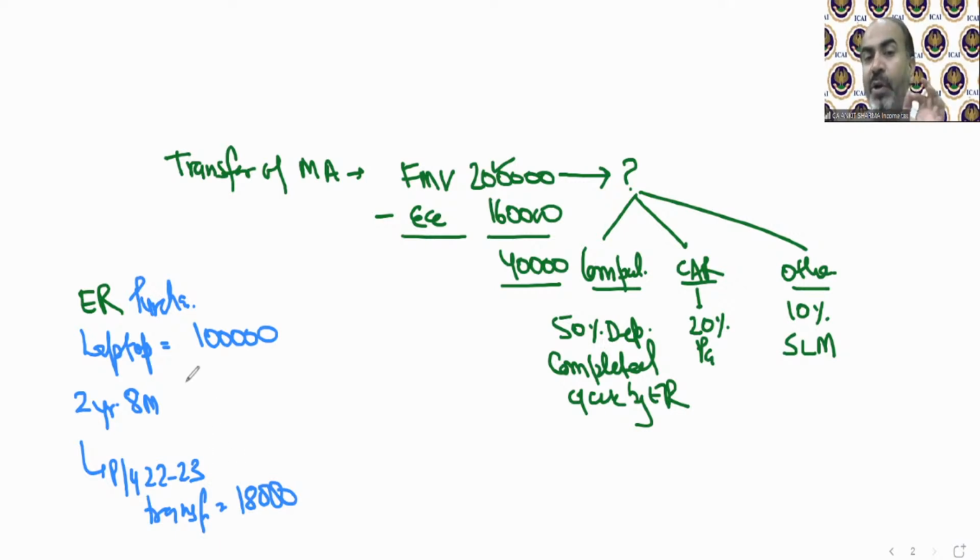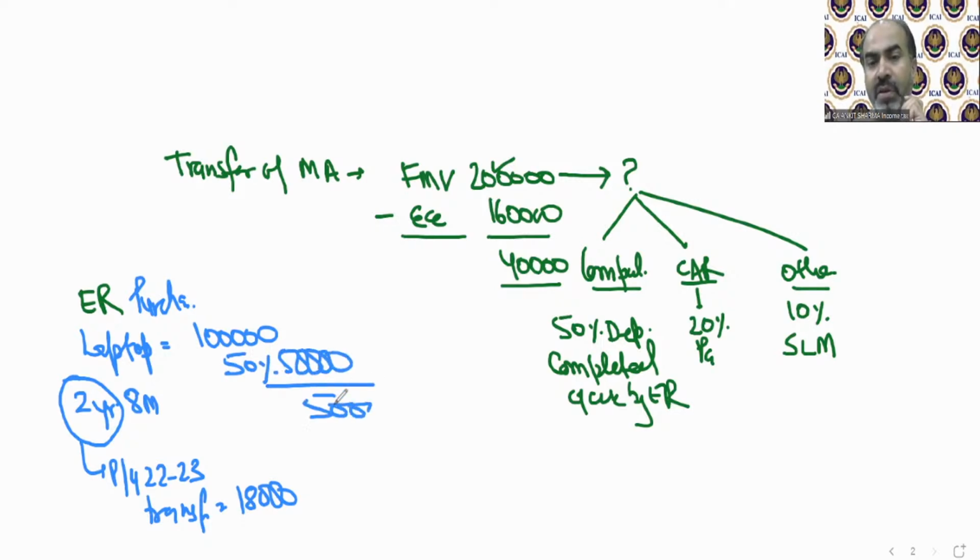So now we need to find out the FMV, or we can say the computed value for the purpose of this perquisite. So we need to apply depreciation for only 2 years at the 50% WDV rate. So the rate is 50%. First year depreciation is 50,000. Balance is 50,000. Second year 25,000. Balance is 25,000.